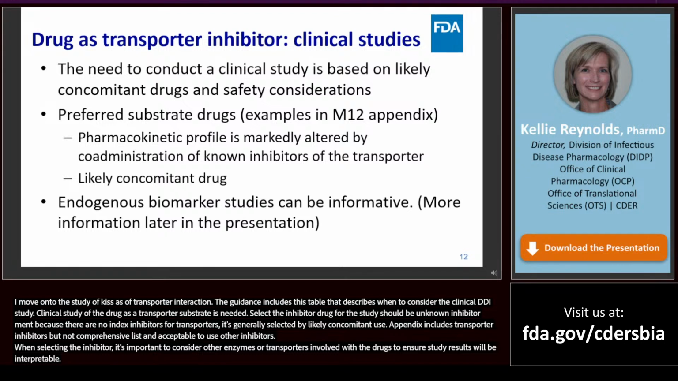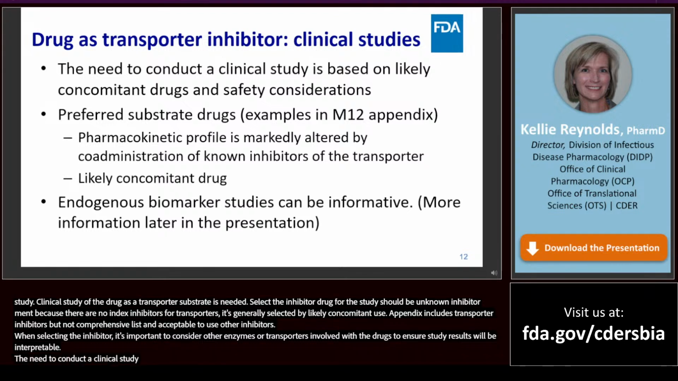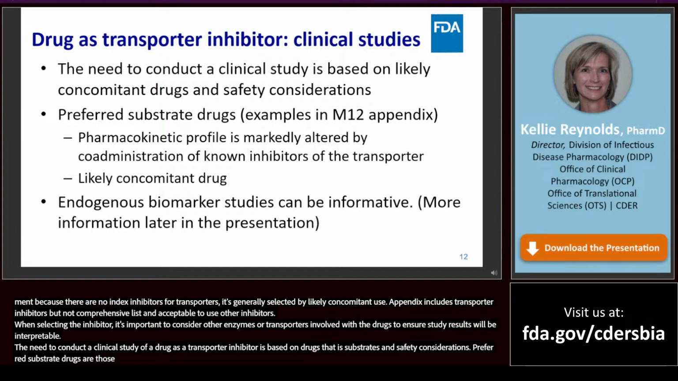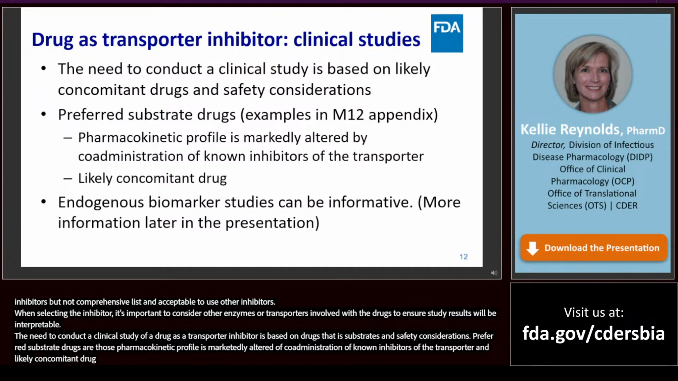The need to conduct a clinical study of a drug as a transporter inhibitor is based on likely concomitant drugs that are substrates for the transporter and the safety considerations for those drugs. Preferred substrate drugs are those whose pharmacokinetic profile is markedly altered by co-administration of known inhibitors of the transporter, and it is useful to select a likely concomitant drug if possible. Endogenous biomarker studies can be informative to address this drug interaction mechanism, and I will provide more information later in the presentation.